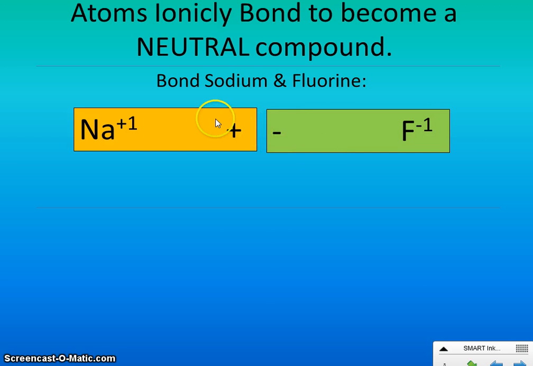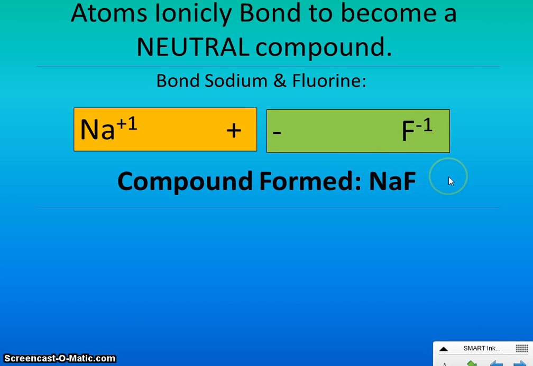Now, when you put these two ions next to each other, the 1 plus and the 1 minus, when you pair them up, they're going to cancel out to be 0 charge, right? +1 and a -1 equals 0. So when you put these two ions next to each other, the overall charge of the whole thing is 0. Okay, so then we want to write the formula. So you ask yourself, how many Na ions do I have? Well, I have 1 box, so I have 1 Na ion. How many F ions do I have? Again, I have 1 box. So you have 1 Na and 1 F. You write that as NaF.